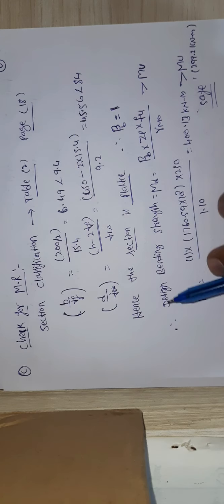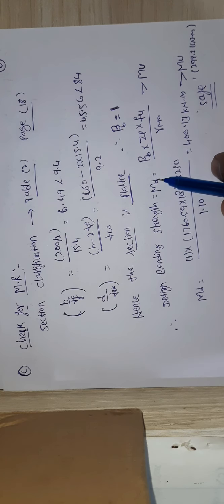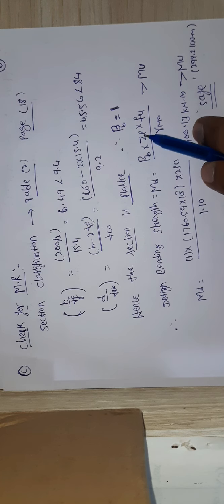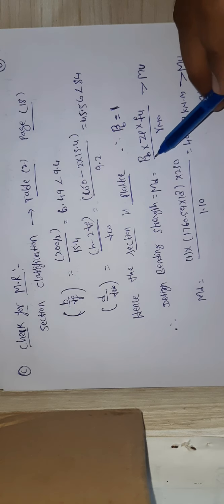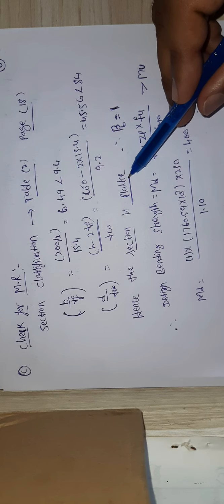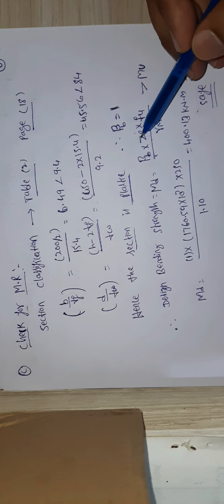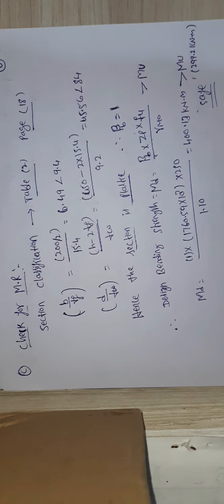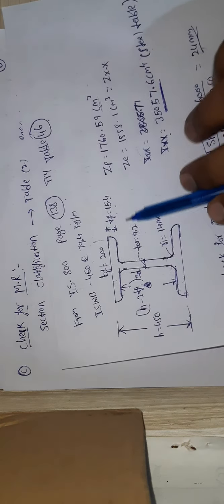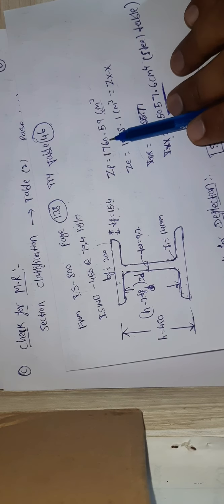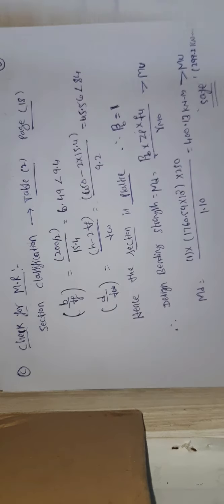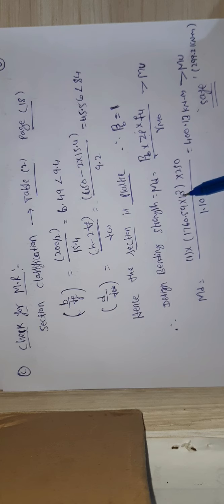Then from page number 53, design bending strength Md equals beta b into Zp into fy by gamma m0. Beta b, I already know my section is plastic, so I take beta b as 1. Zp for my selected section is 1760.59 centimeter cubed, into 250 divided by gamma m0. So I came to know my Md.